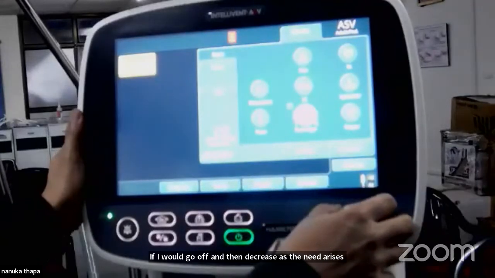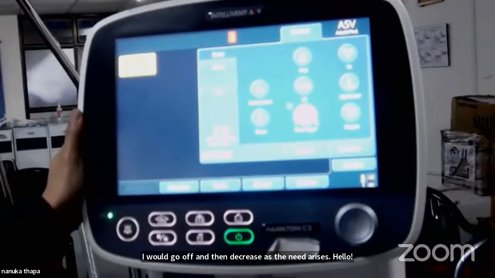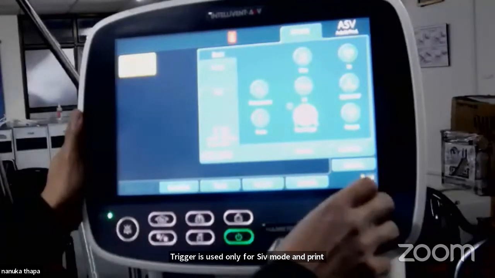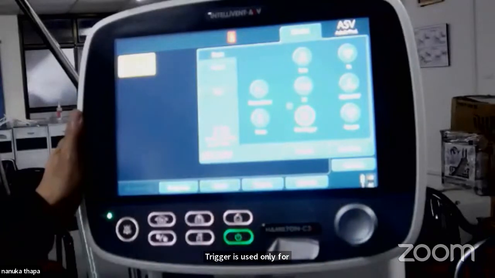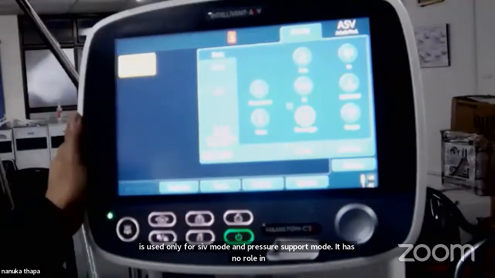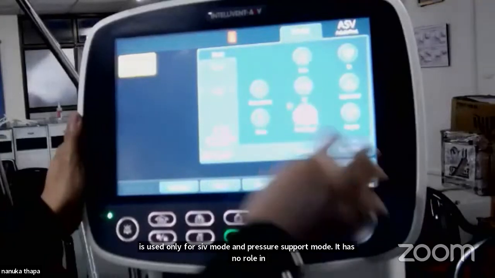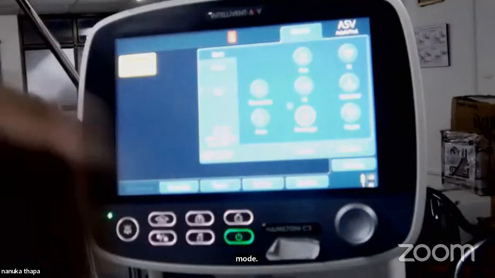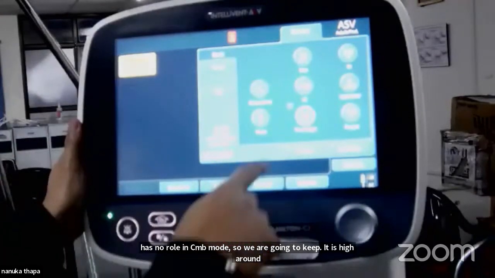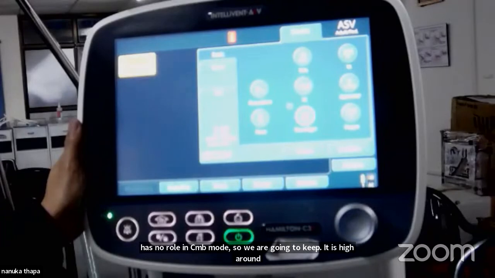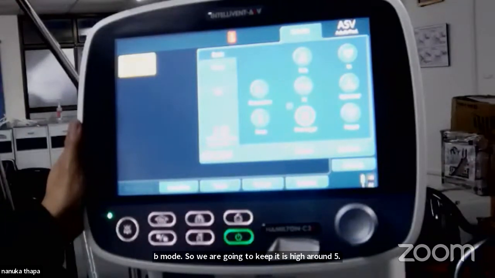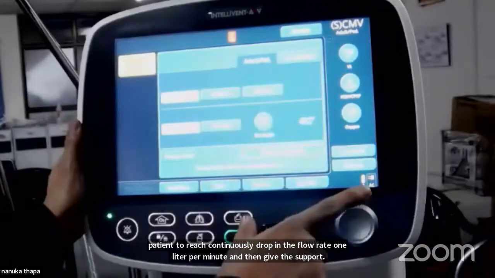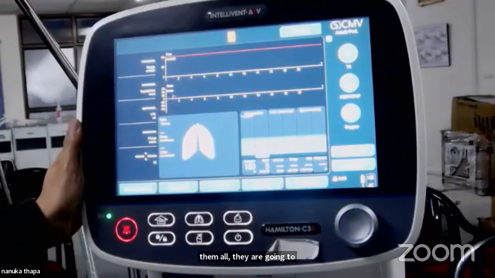Flow trigger is used only for SIMV mode and pressure support mode. It has no role in CMV mode, so we are going to keep it high, around 5. Suppose we were using other modes where we want the patient to breathe spontaneously and we want the ventilator to sense it, we are going to decrease the flow trigger to the least. Here, the ventilator is going to sense even a small drop in the flow rate, 1 liter per minute, and then give support to the breath. So once we have selected them all, we are going to confirm. Once the settings are done, we are going to start ventilation.